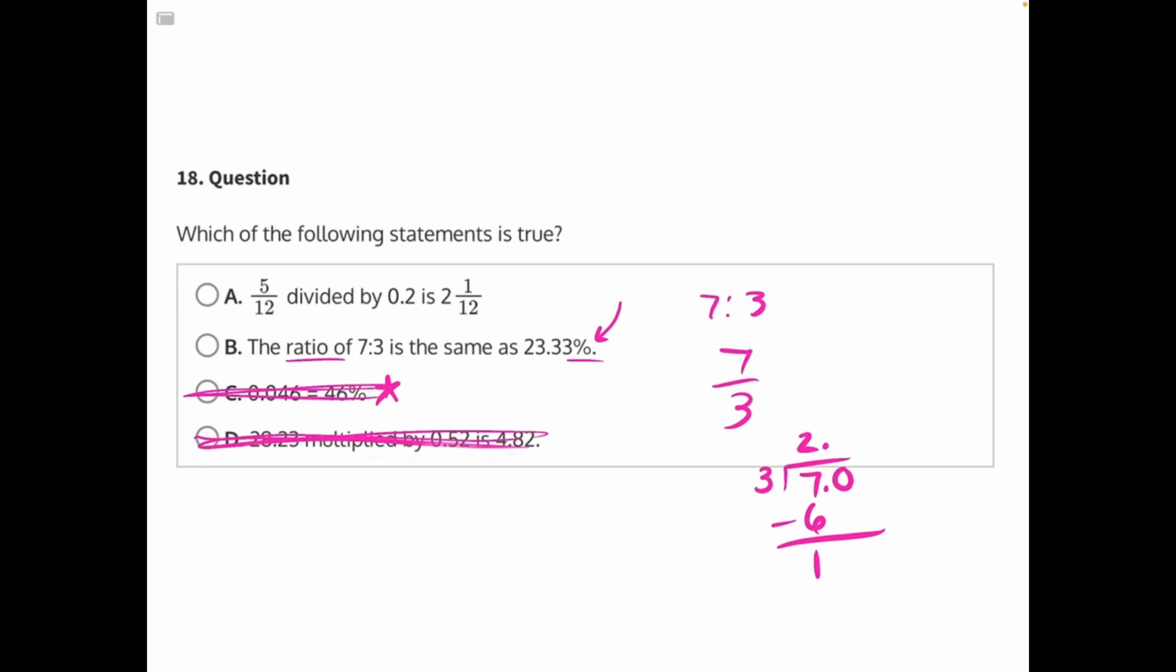Add a 0. Bring it down. 3 goes into 10 3 times. We get 9. We have 1 left over. And you can see that this is going to repeat over and over and over. So we're going to get 2.33 repeating, right?